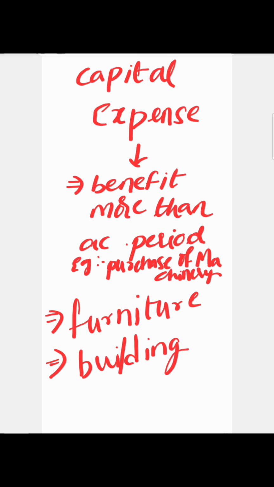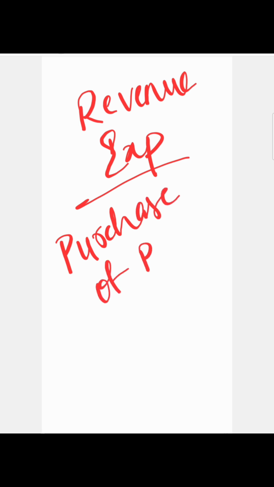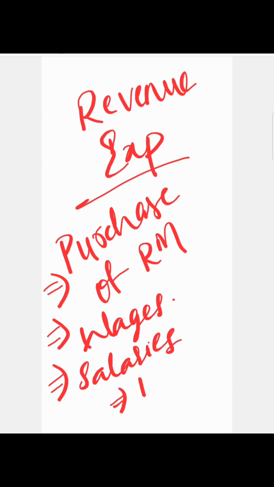Whereas for revenue expenditure, examples are the purchase of raw material, which when consumed gives you benefit only for that accounting period, and wages or salaries paid to the staff. These are all revenue expenditures, giving you benefit only for that one accounting period.